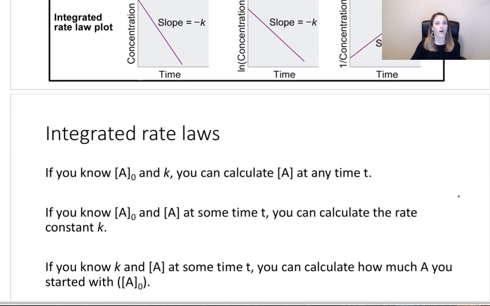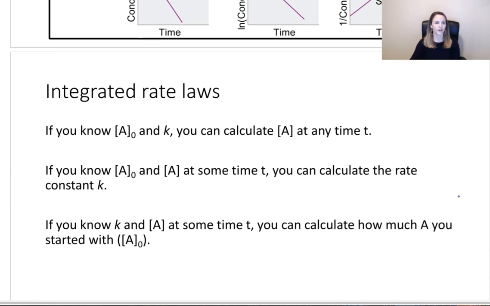All right, so now I've been going on and on about why integrated rate laws are wonderful, but here they are written out for you. So here's your first one. Number 1, if you know your initial concentration and you know your rate constant, then you can calculate a new concentration for that reactant at any time t. So 10 minutes later, 20 minutes later, 24 hours later, you can calculate how much of reactant A will be left over at a specific time.